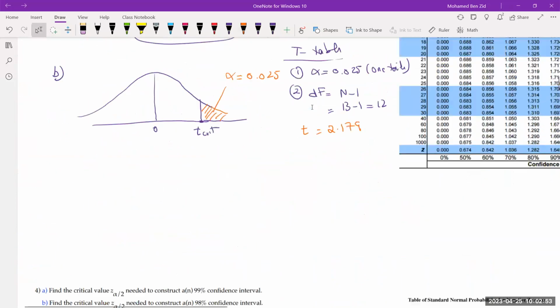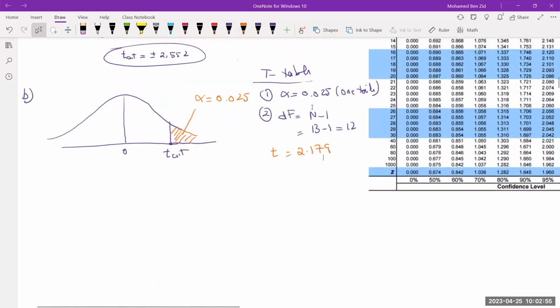And in order to determine whether it's positive or negative, I go to the chart. And you see it here is after the 0. The 0 is over here. This is after 0, so it must be positive, which is 2.179. And that's it. That's your answer.